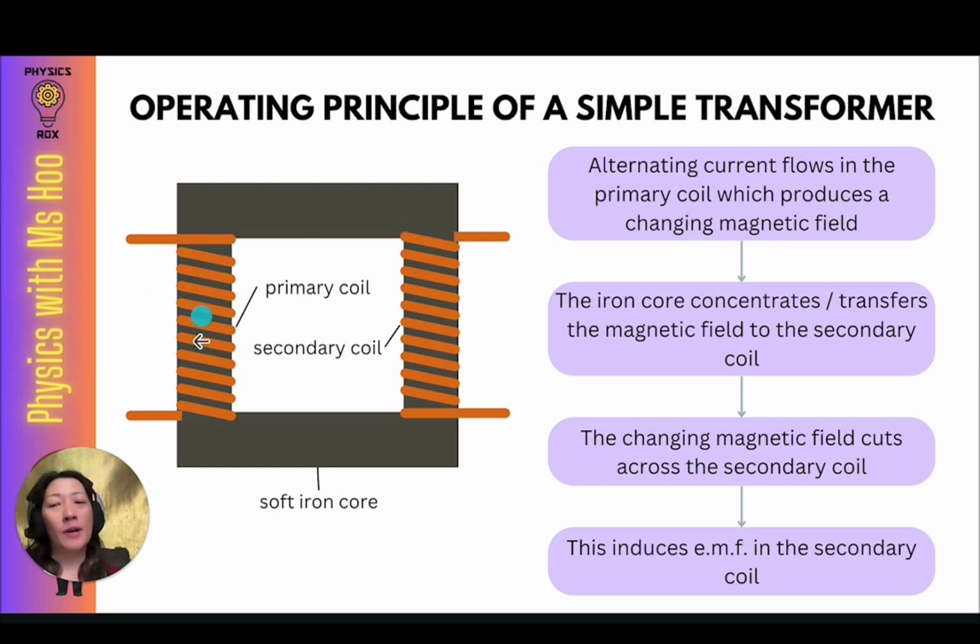So start with the primary coil, talk about how the magnetic field formed from the primary coil cuts across the secondary coil, which induces the EMF or current. Then the purpose of the soft iron core is to help concentrate or transfer the magnetic field so that the process of electromagnetic induction will happen more efficiently in the secondary coil.